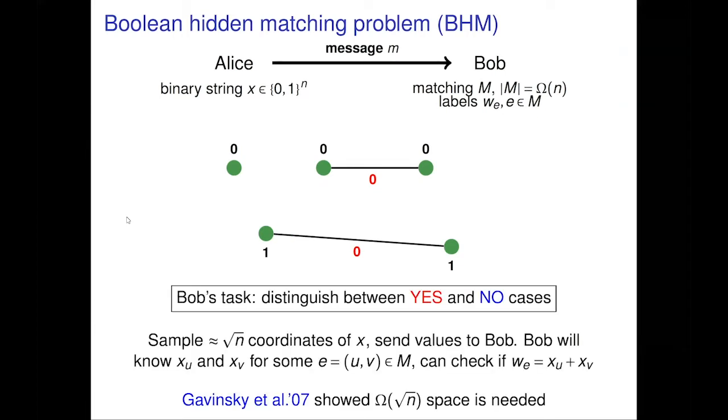Good. So what is a natural protocol for this? The natural protocol to solve this problem is Alice simply samples uniformly at random about square root n coordinates of x and sends the corresponding bits to Bob. By the birthday paradox, with a good constant probability, there will be at least one edge such that Bob knows both of the bits on both endpoints, and so Bob can simply check if he is in the yes case or no case. And Gavinsky, Kempe, Kerenidis, Raz, and de Wolf showed that this is basically tight, so Omega(sqrt n) space is needed.